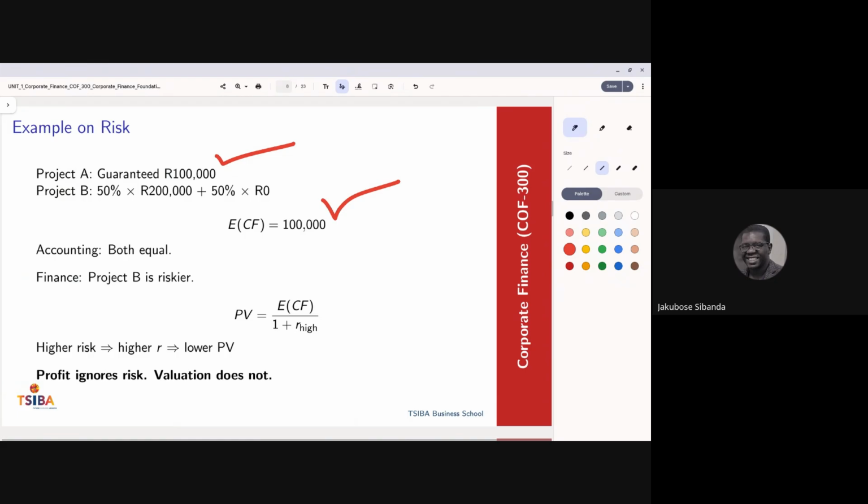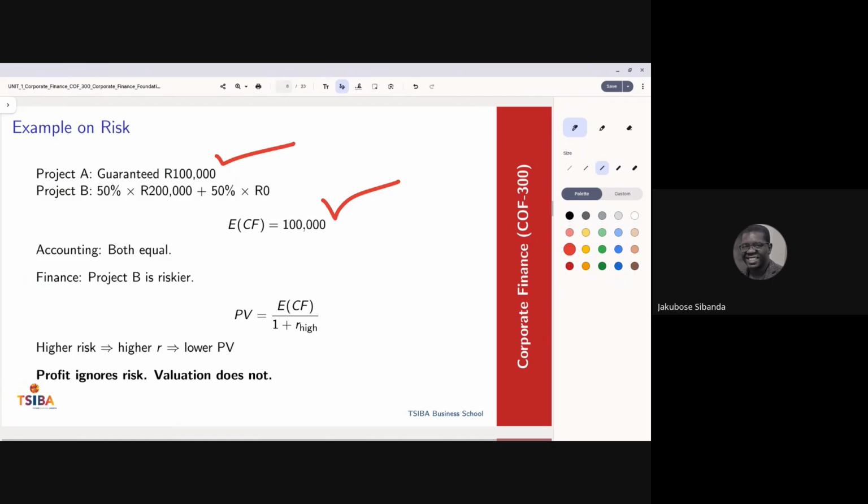So the question might be, which project would you choose? In my case, I know if I go with project B, there's a likelihood, but there's also another likelihood that I might not get anything. So I'd rather not go with project B, but I would rather go with project A because I'm guaranteed no matter what, there is no risk there.